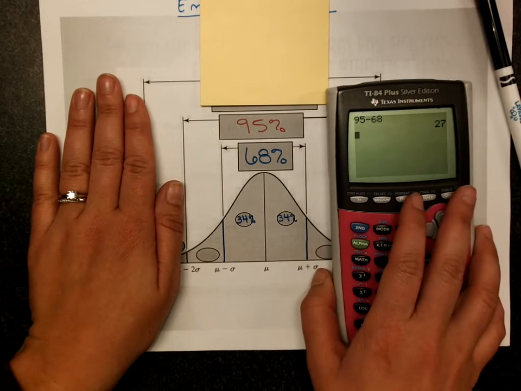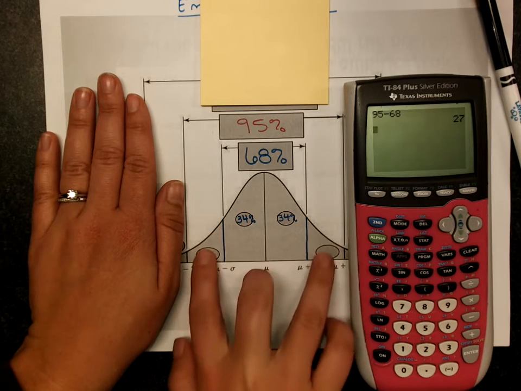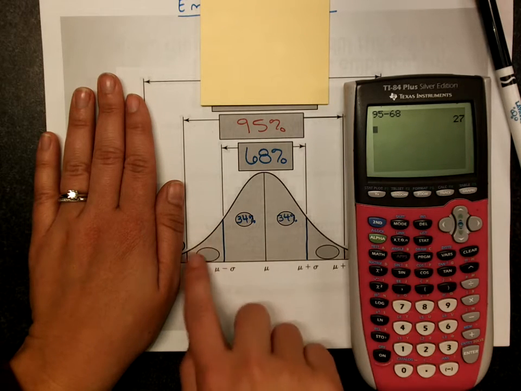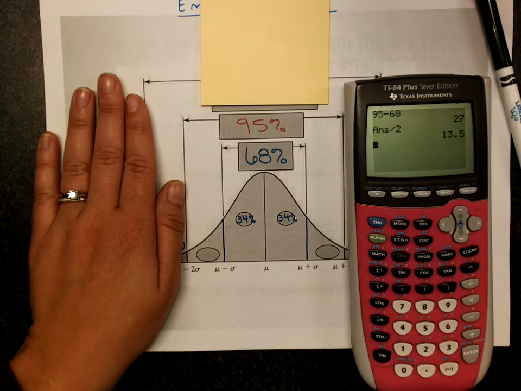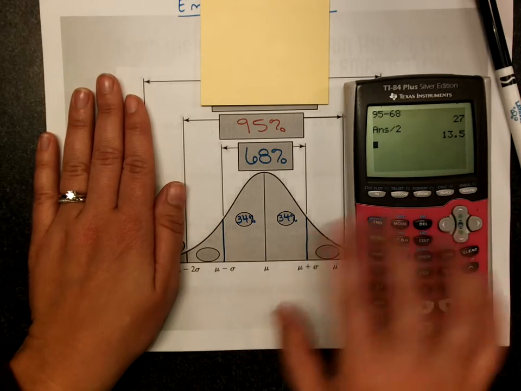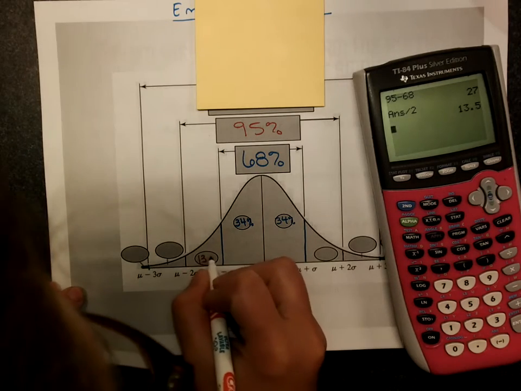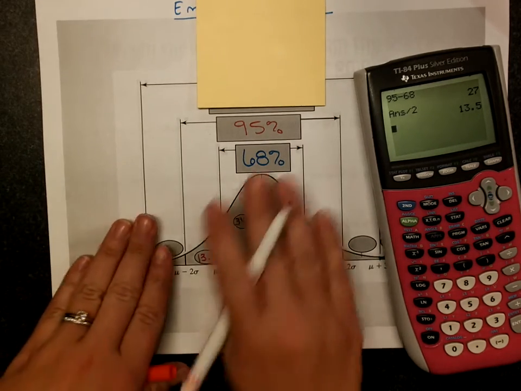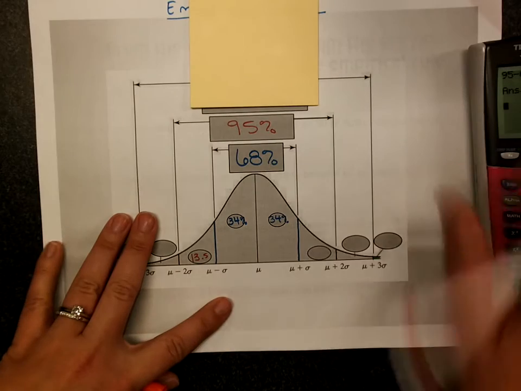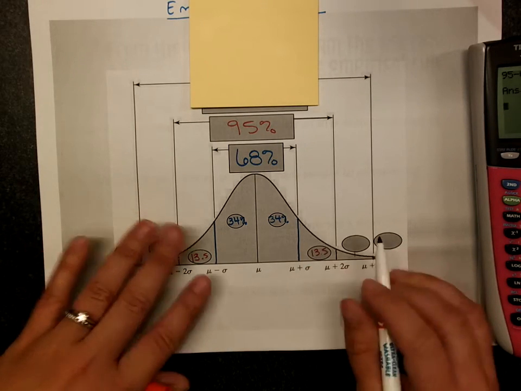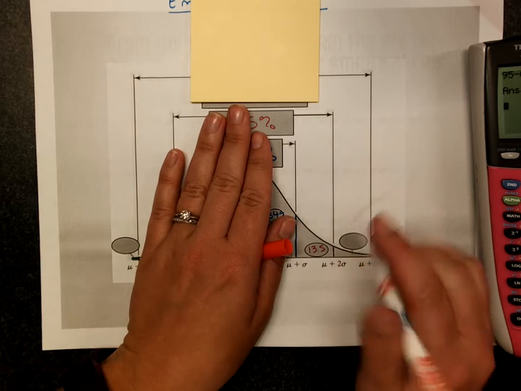Hopefully you can see that. That gives me 27%. So the difference between this inside piece and these outside pieces is 27%. There's half of it down here and half of it up here, that leftover. So I'm going to divide that in half, and it gives me 13.5. That means that 13.5% of my data are just in this little section between 2 and 1 standard deviations below the mean, and 13.5% are just in that little section between 1 and 2 standard deviations above the mean.